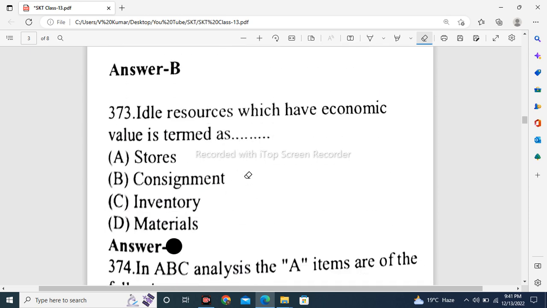Next, idle resources which have economic value is termed as: A. Stores, B. Consignment, C. Inventory, D. Materials. Answer is C, inventory. Idle resources which have economic value is termed as inventory.